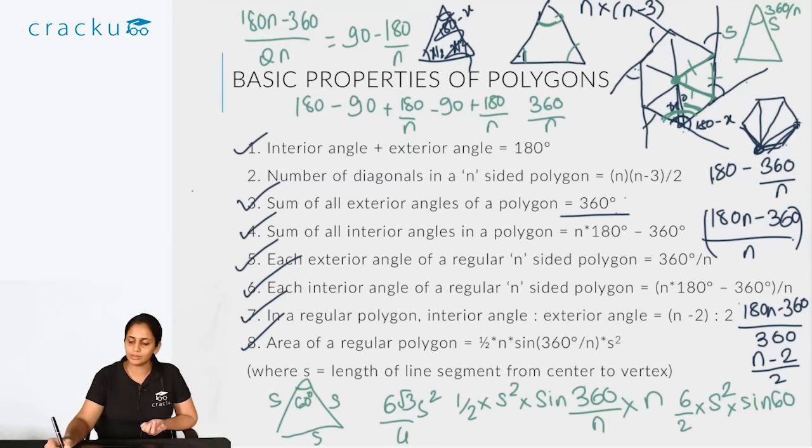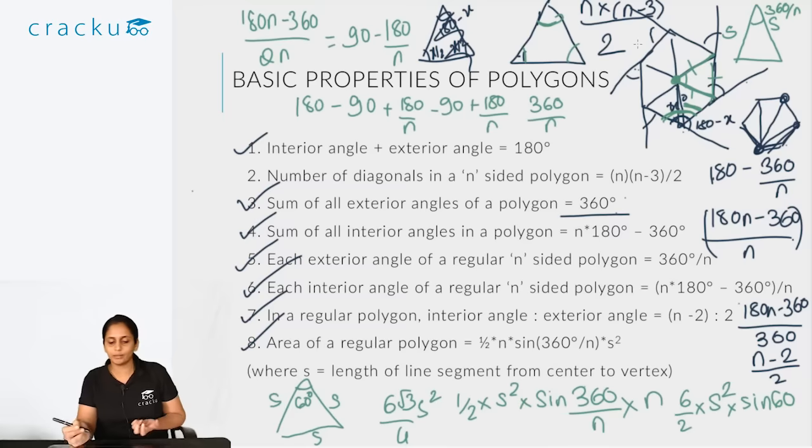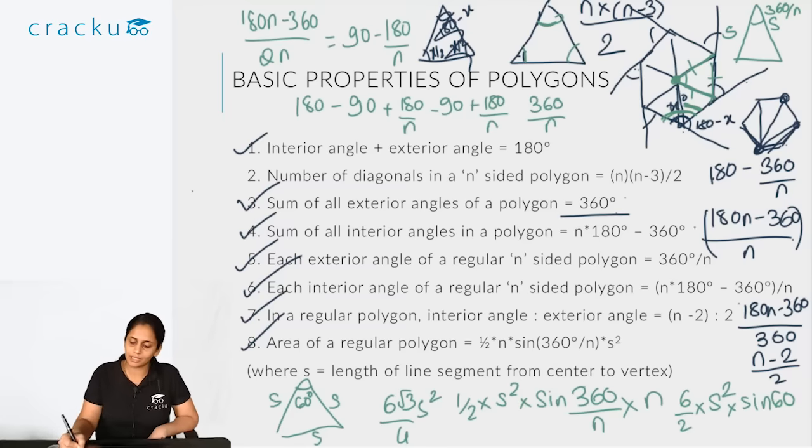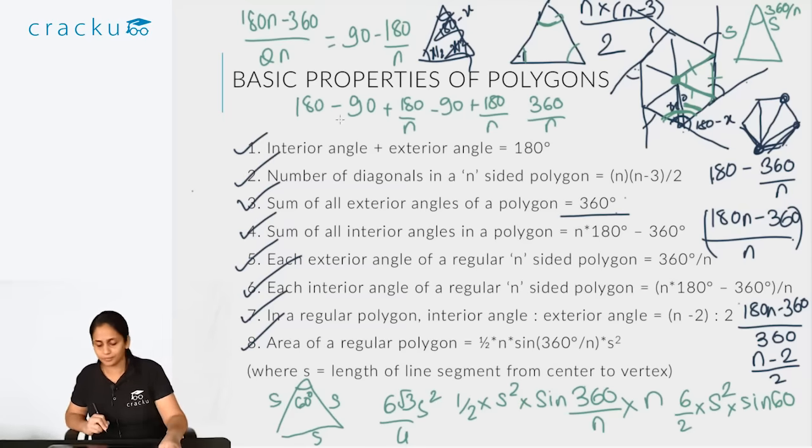But when you are doing this, you are double counting. When I am counting this, I am counting this point again also. So I am double counting each diagonal, so I have to divide by 2. So the number of diagonals of an n-sided polygon is n into (n minus 3) divided by 2. So this is the last property I have to remember for polygons.